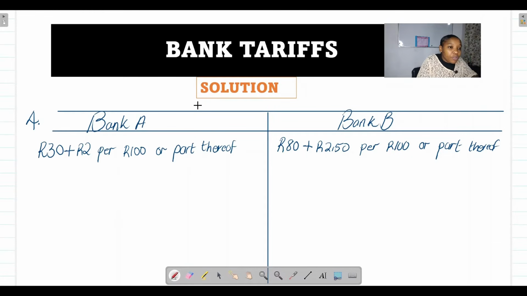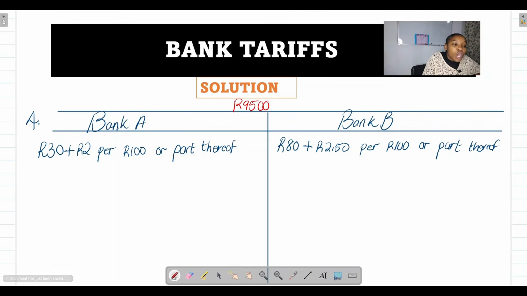So let's get started, right? We are told that 9,500 is deposited at a branch. So how do we determine how much we are going to pay? Like I mentioned, the first thing that we need to do is determine how many 100 rands we have in 9,500, right?